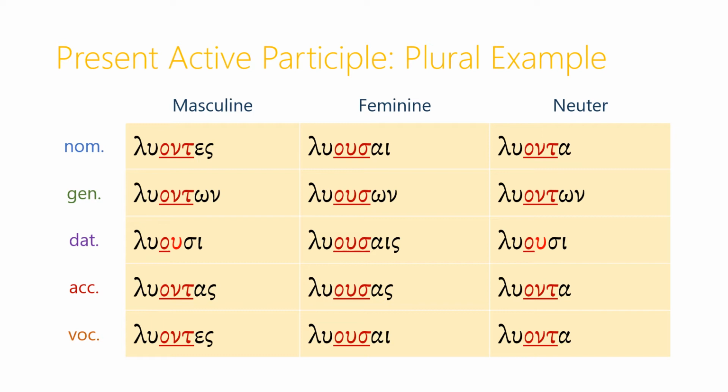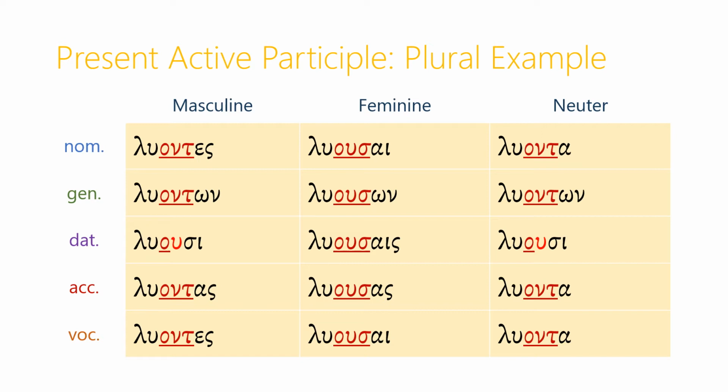So that gives us ont in the masculine and neuter, and us in the feminine, because the omicron connecting vowel combines with the epsilon of the feminine active voice indicator, and omicron and epsilon, when they combine, become u. So ont in the masculine and neuter, and us in the feminine.